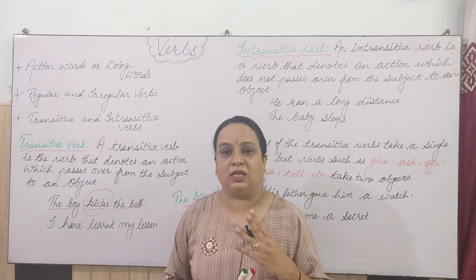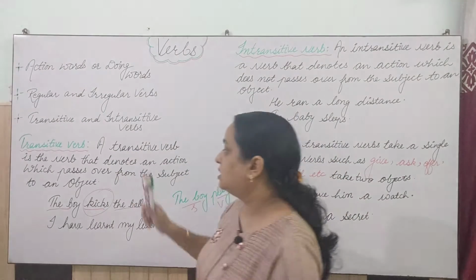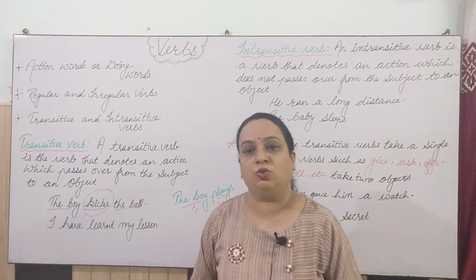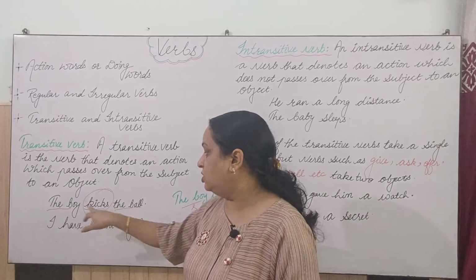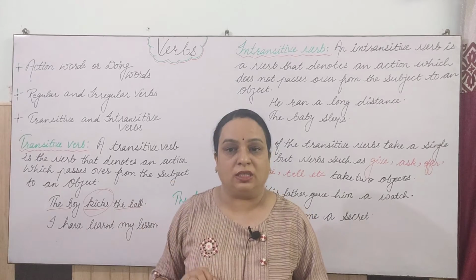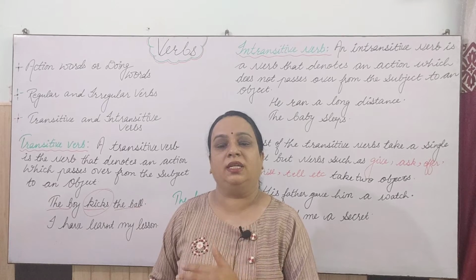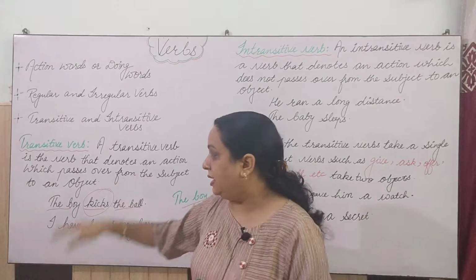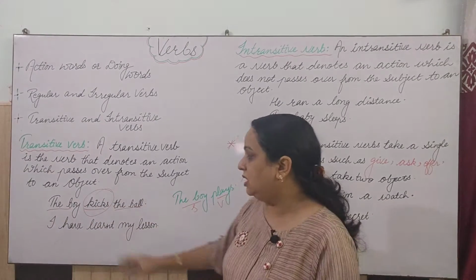So I have given you three tricks here. One is the definition: a transitive verb is a verb that denotes an action which passes from the subject to the object. The second is that whenever we get an object just after the verb, it is a transitive verb. And the third clue is that if you are able to change the sentence into its passive form, then we will come to know that the verb in the sentence is a transitive verb. Let's see an example.